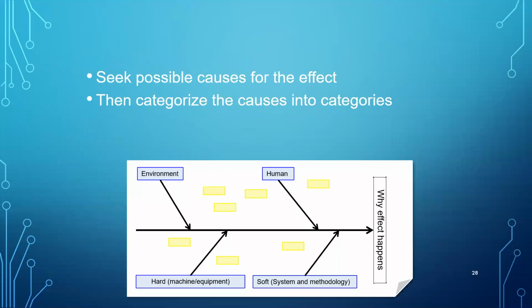Next slide, please. So after you've drawn out your basic diagram, the bones, the skeleton, if you will, this is the point at which your team would start listing all the possible causes for each category.